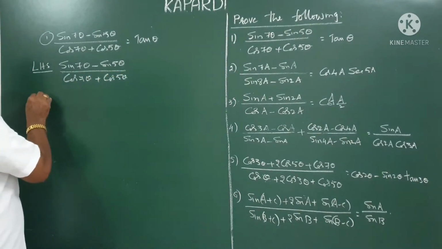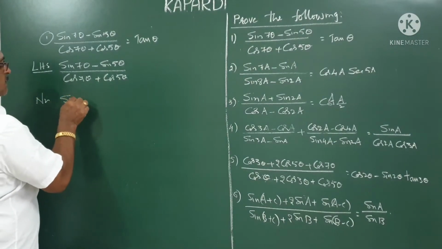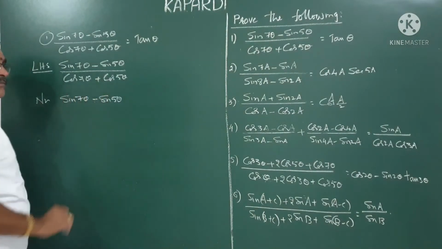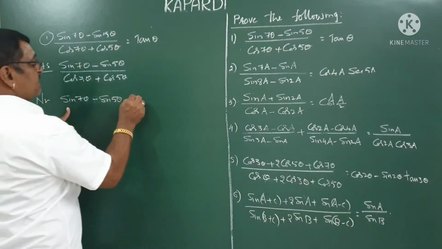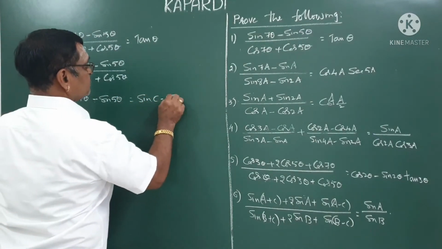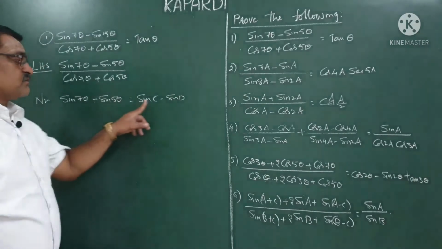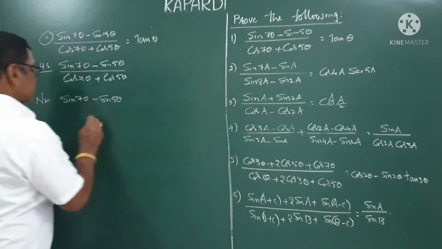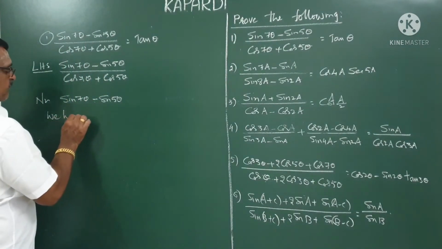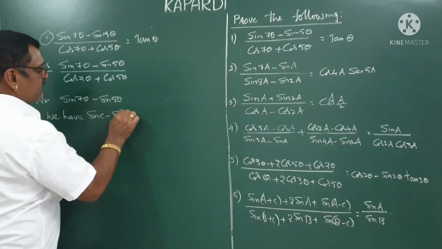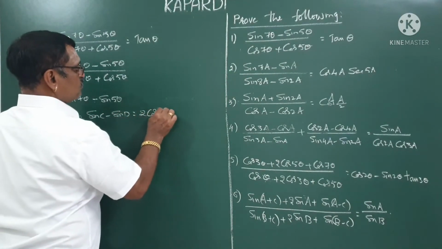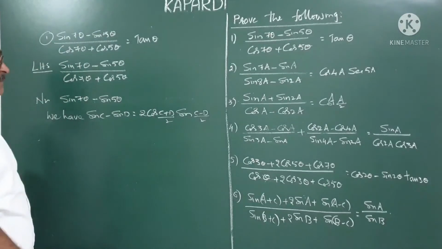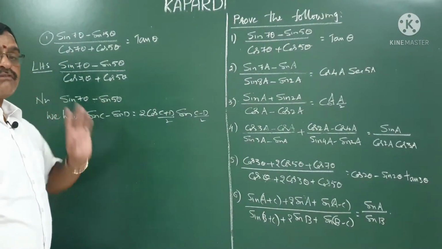I take the numerator. My numerator is sin 7 theta minus sin 5 theta. It looks like sin c minus sin d. So, here c is equal to 7 theta, d is equal to 5 theta. Just apply that. We have sin c minus sin d is equal to 2 cos of (c plus d) by 2 into sin of (c minus d) by 2.